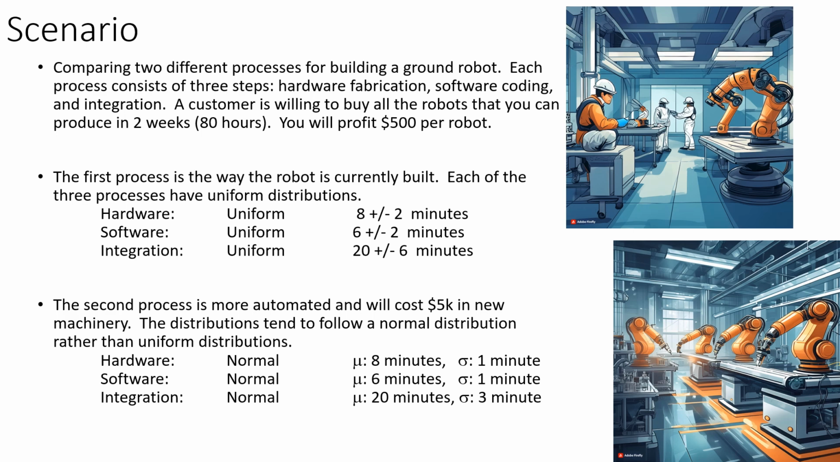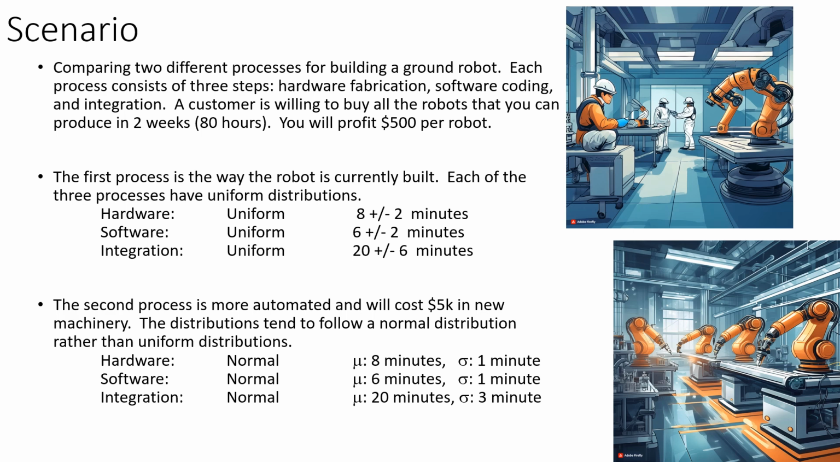The first process is the way that you currently build your robots. Each of the 3 steps has a uniform distribution. The hardware fabrication is 8 minutes plus or minus 2 minutes. The software coding is 6 plus or minus 2 minutes. And the integration is going to be 20 plus or minus 6 minutes.